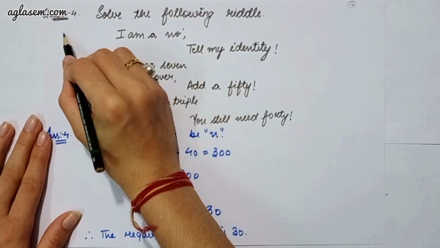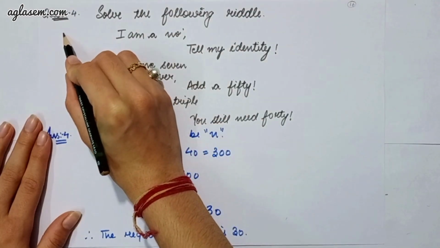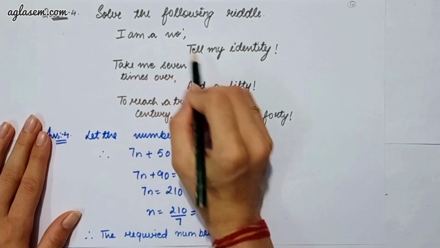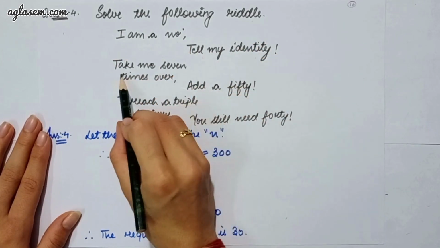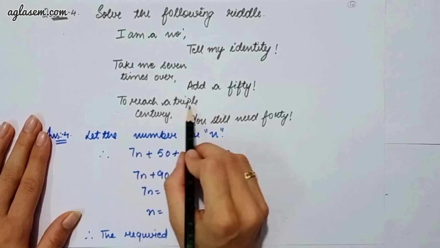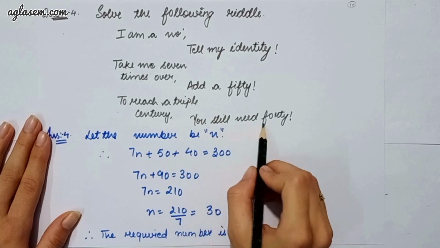Moving to our fourth and the last question of this exercise, which says solve the following riddle. I am a number, tell my identity. Take me 7 times over, add a 50, to reach a triple century, you still need 40.